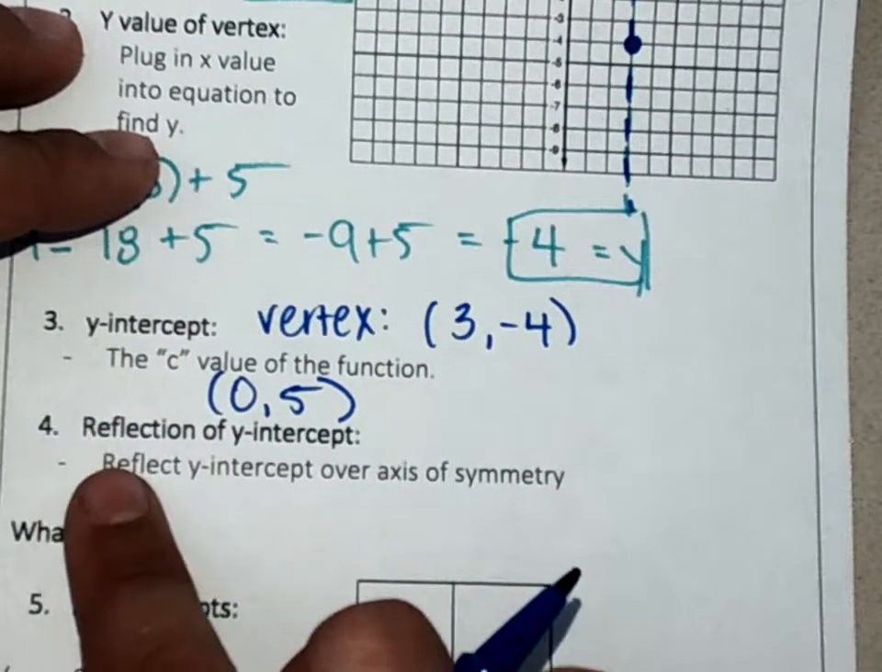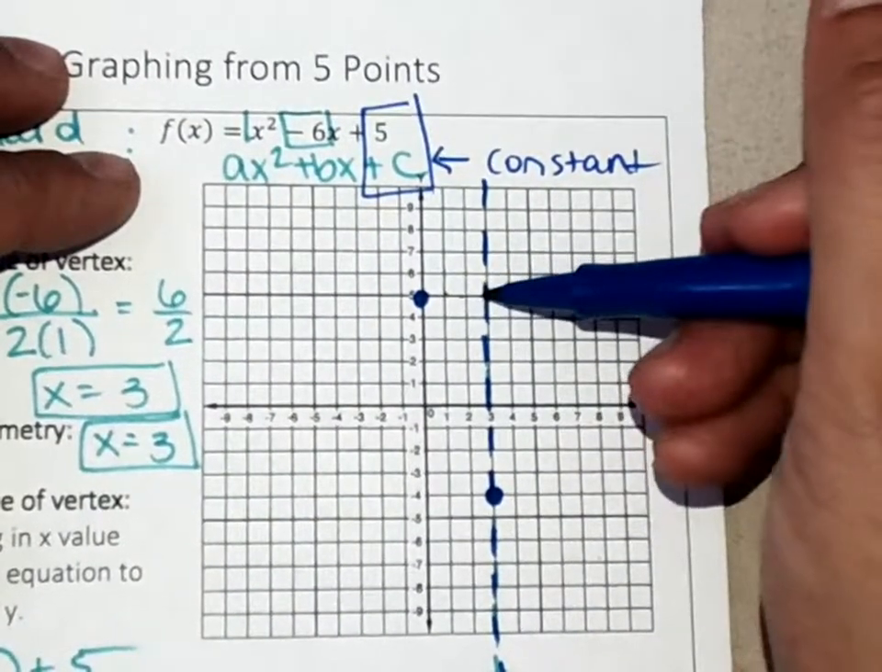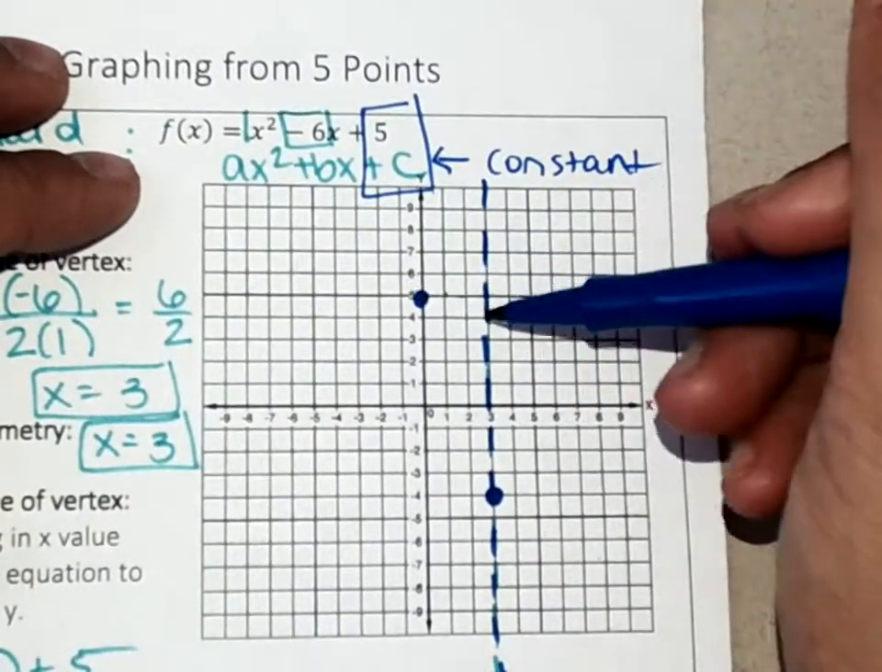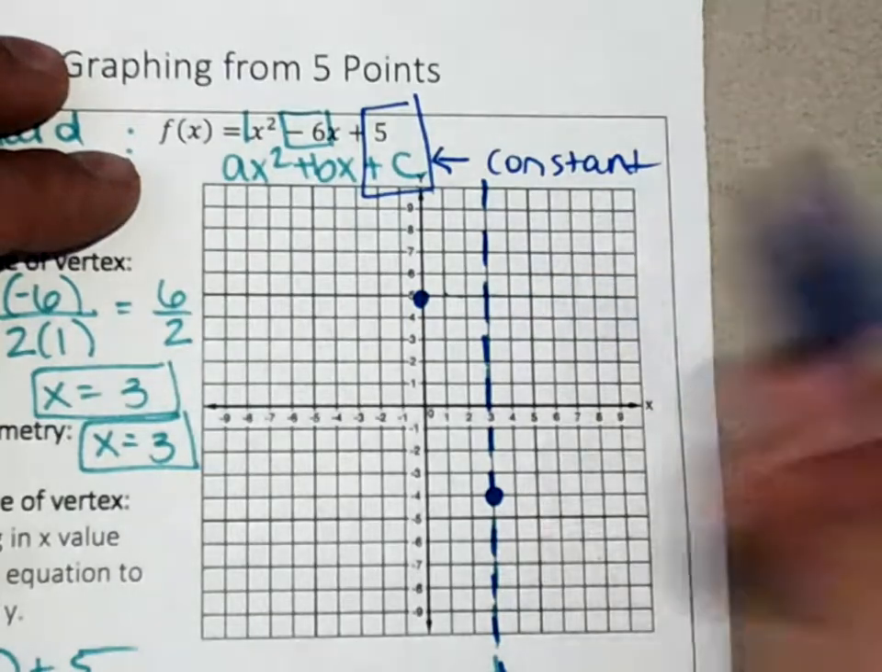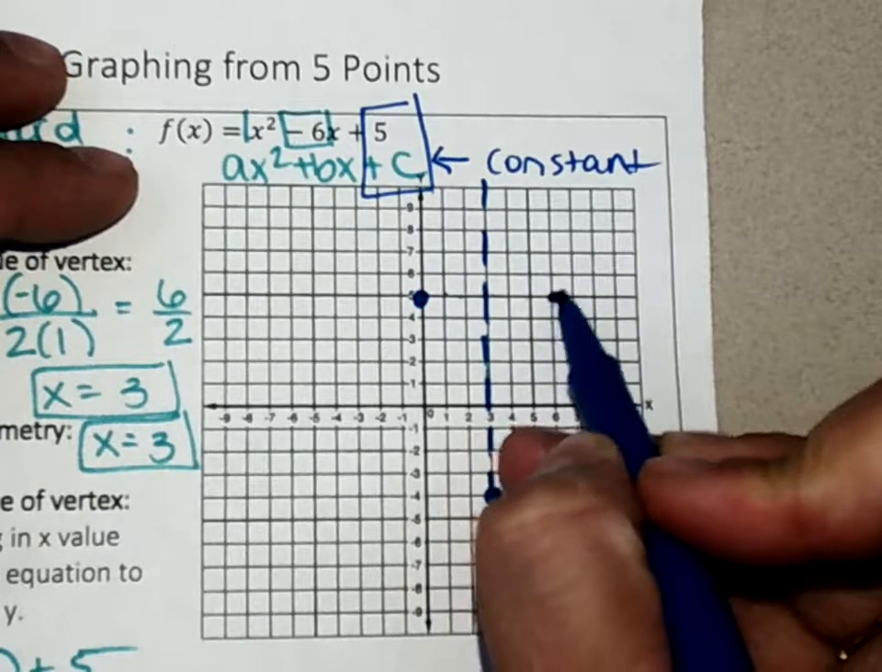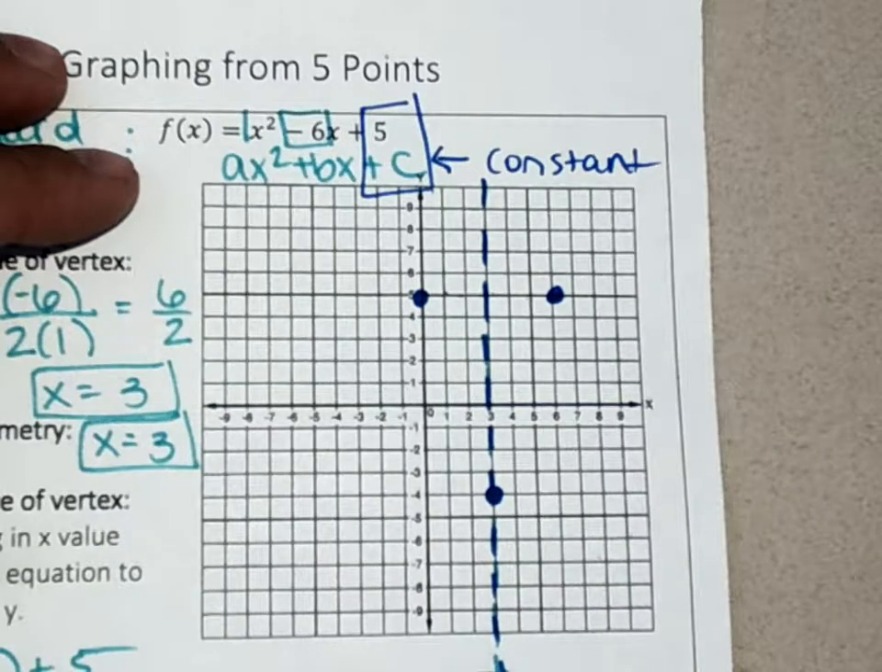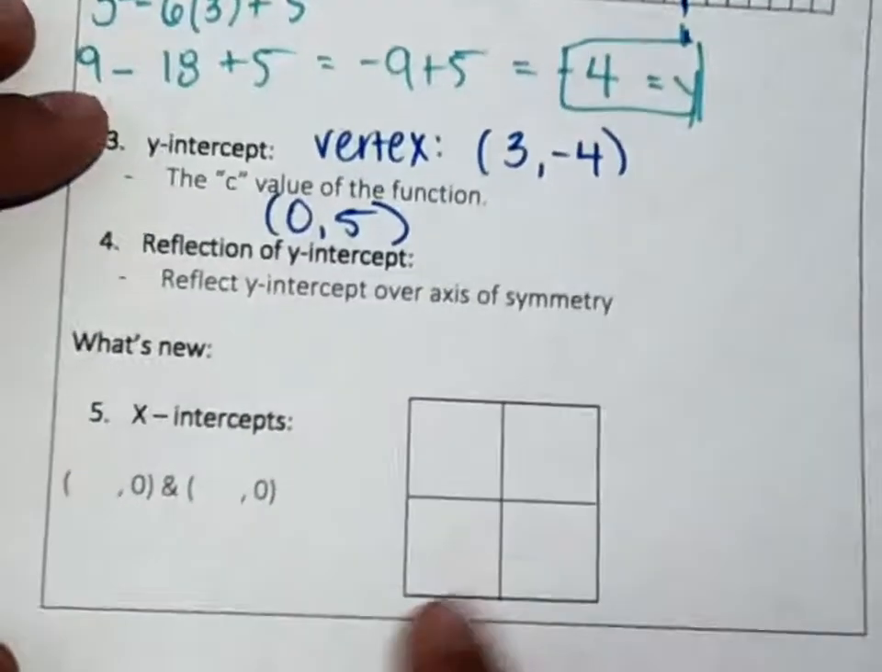We're now going to reflect our y-intercept over the axis of symmetry for our fourth point. 1, 2, 3. So it's 3 to the left. I'm going to therefore go 3 to the right. So now we have 3 points. We just have 2 more. So this is where we're adding a new step.